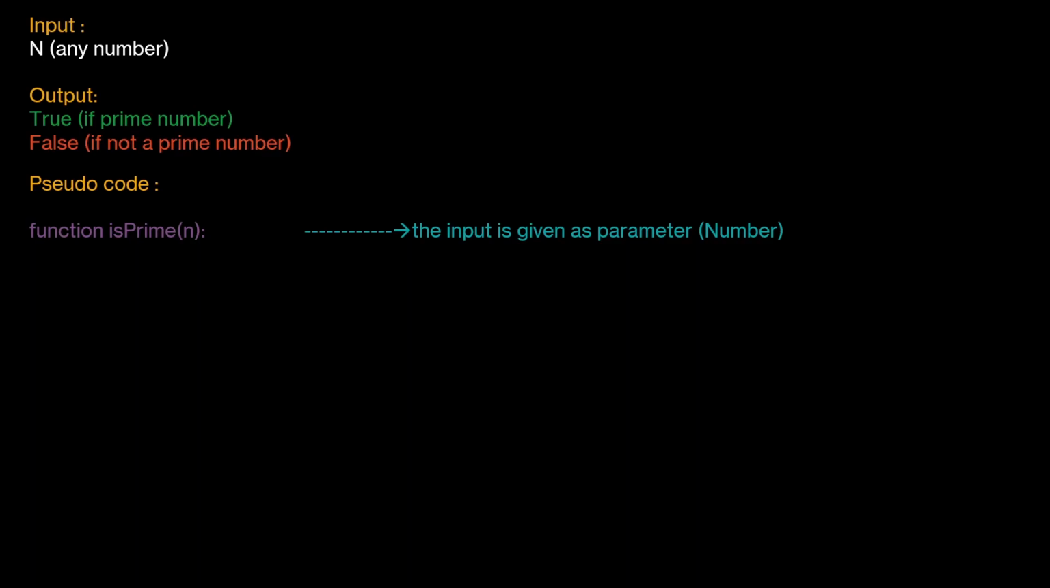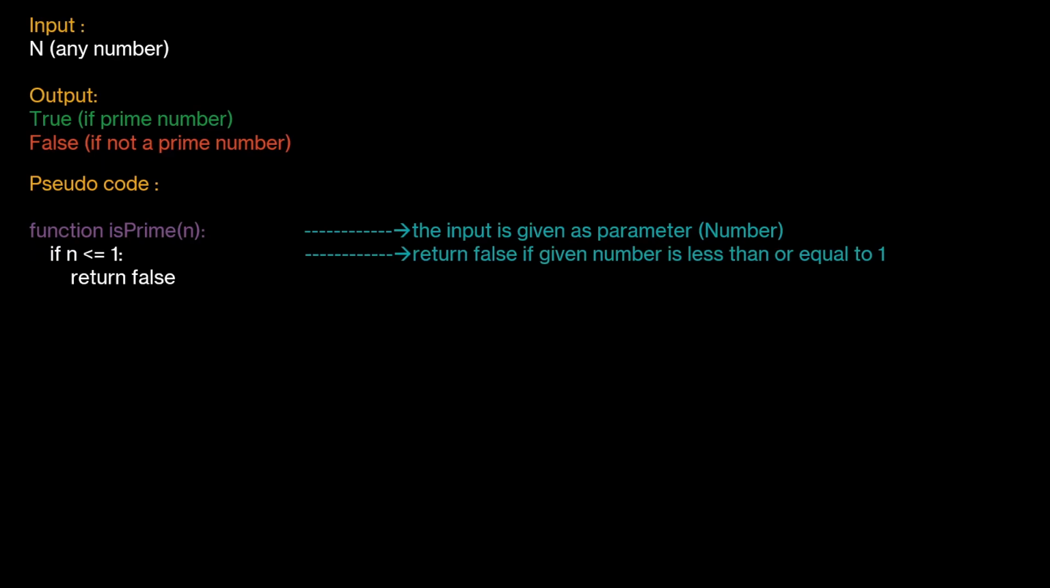We have a function call with a parameter of number. So we get the input from the function as a parameter. Then comes the base condition. 0, 1 or negative numbers are not prime numbers, so we put it as the base condition. So first we check whether the given number is greater than 2 or not. Next comes the count variable to count the number of divisors.